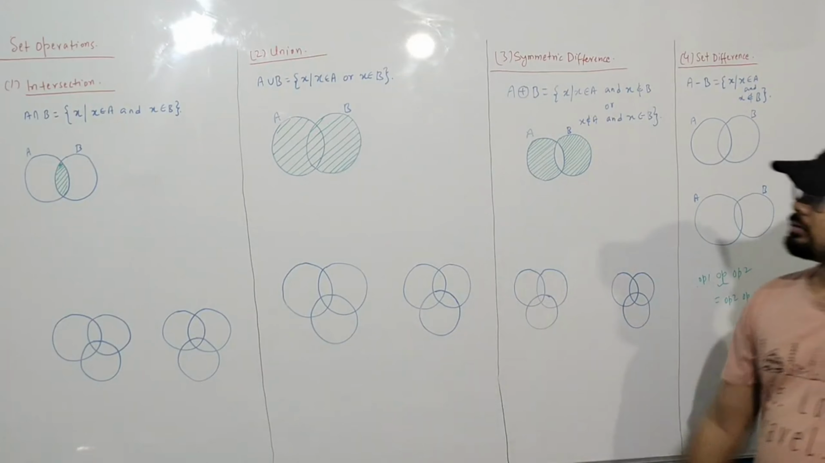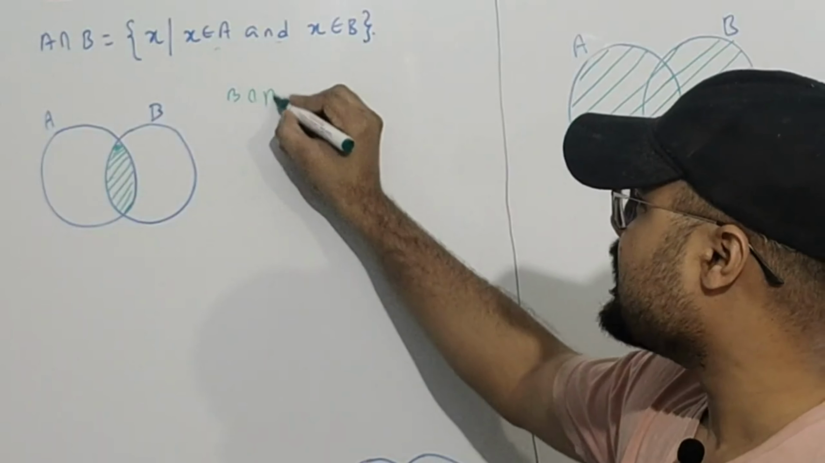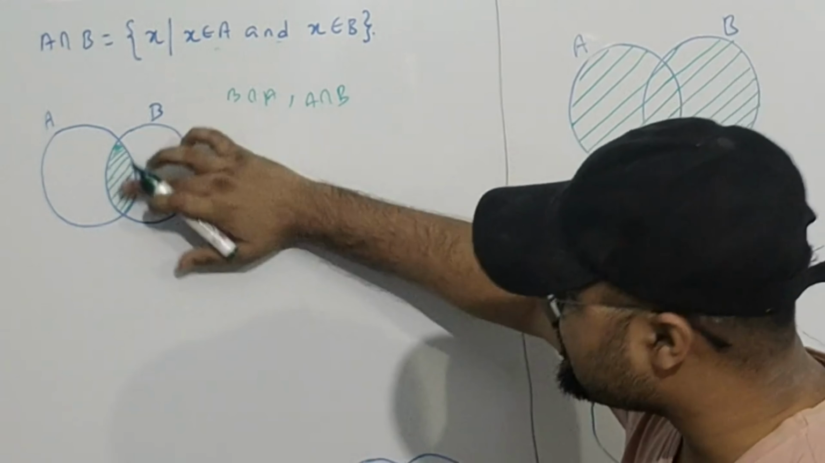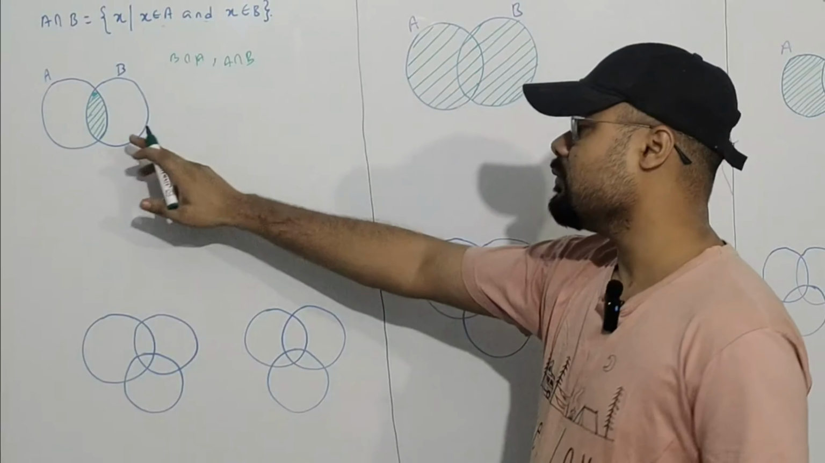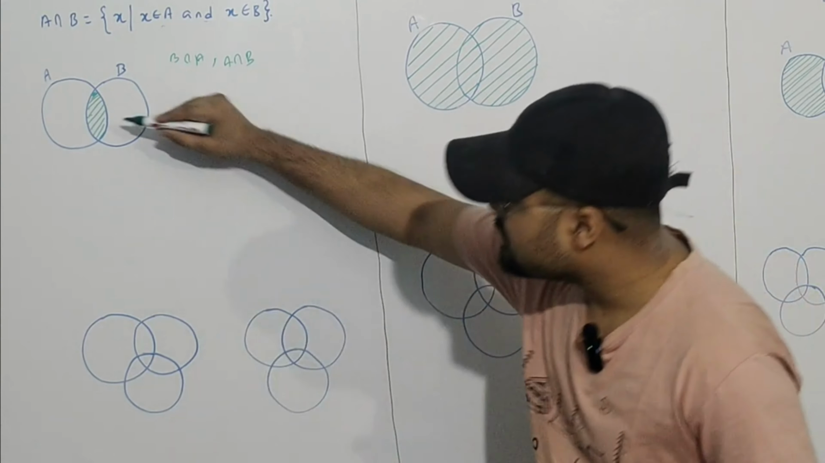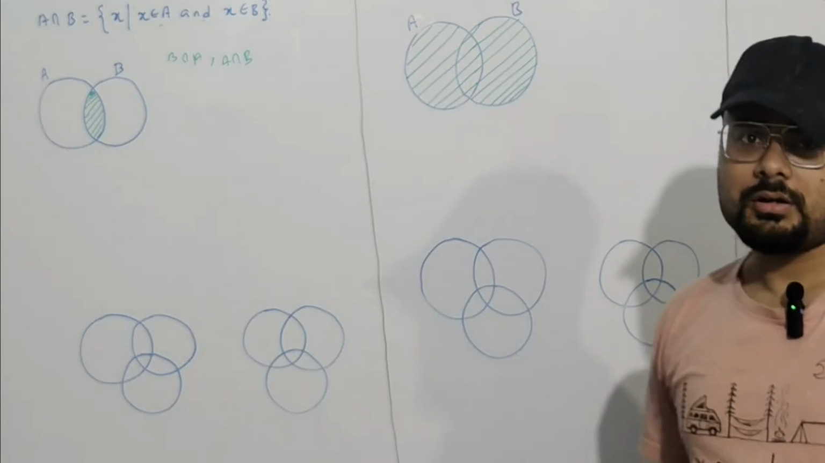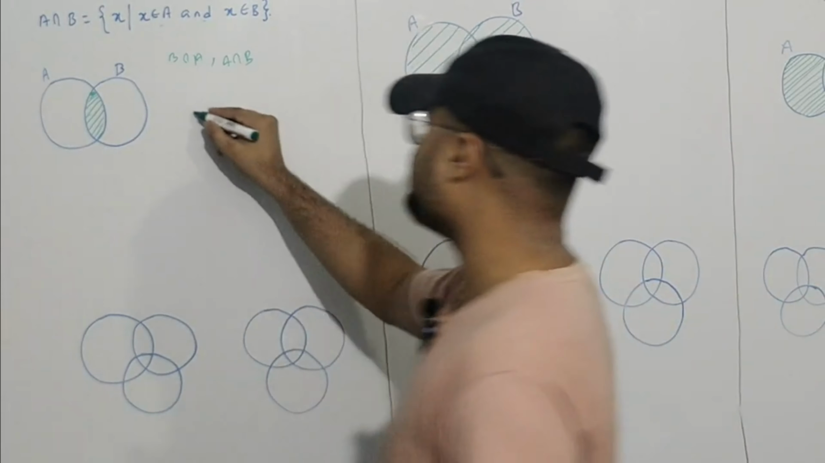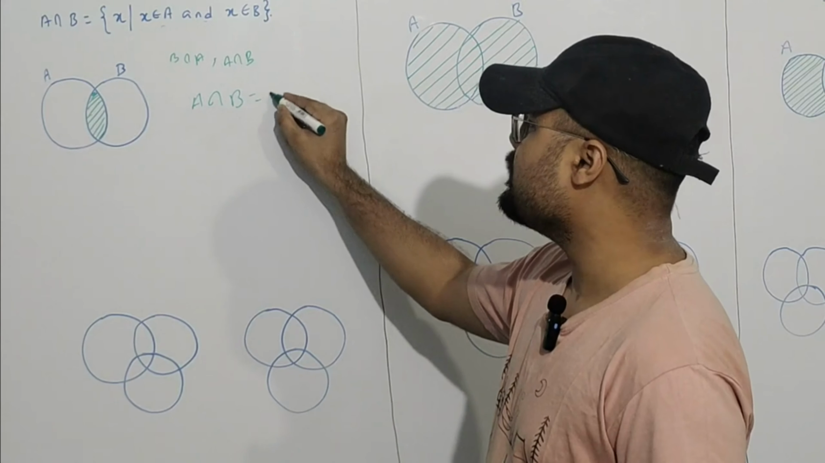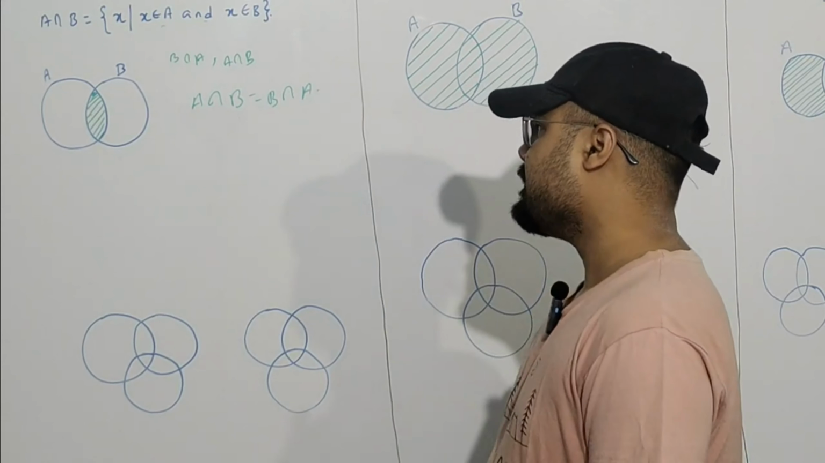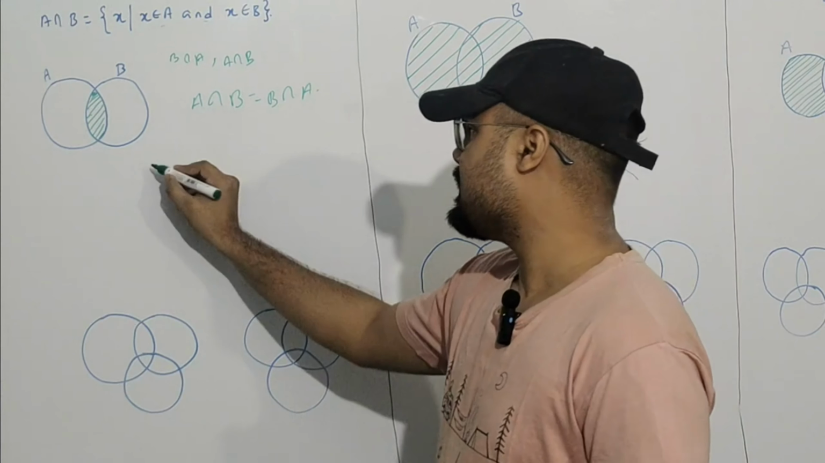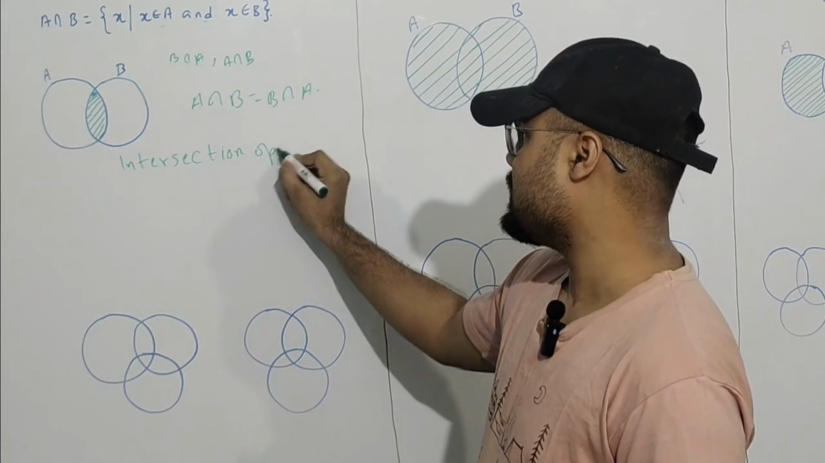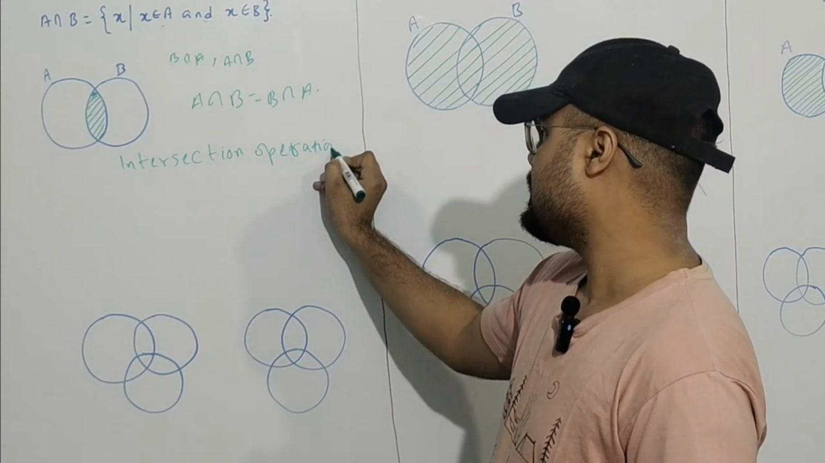Okay. Now let's look into the intersection. B intersection A or A intersection B. From the Venn diagram, it is this region only. It's the same thing. Whether you do B intersection A or you do A intersection B, these are the elements that you are going to get. So A intersection B is equal to B intersection A, right? So we get that the intersection operation is commutative.